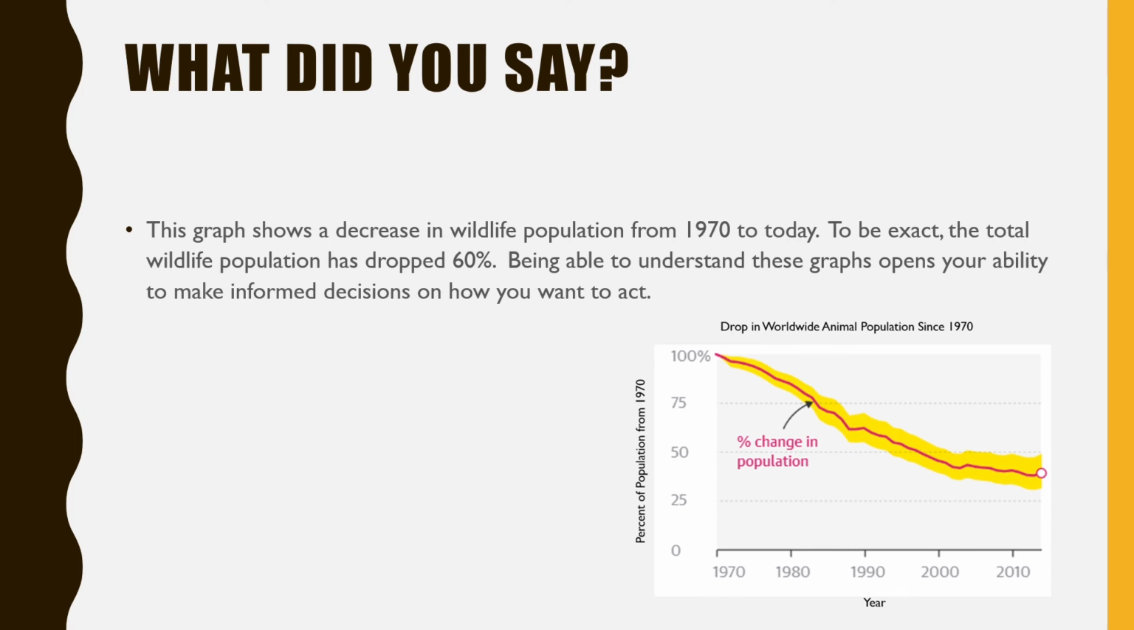So if you saw this graph with a huge decrease in wildlife population, you would want to act in a way that can revert these changes by reducing your CO2 footprint.